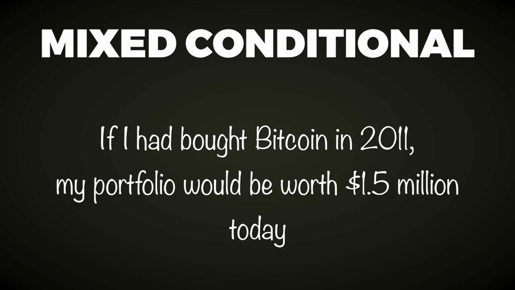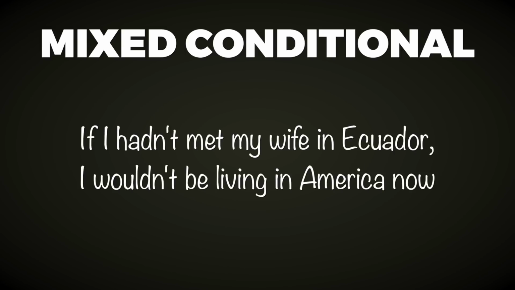What we're doing here is we're talking about a past hypothetical event and how that relates to a present hypothetical event. We use this when we want to talk about how something different in the past would affect the present today. Here is another example. If I hadn't met my wife in Ecuador, I wouldn't be living in America now. So I met my wife in Ecuador in 2007. She is American, and therefore we decided to move to America. But if I hadn't met my wife in Ecuador, I wouldn't be living in America today.